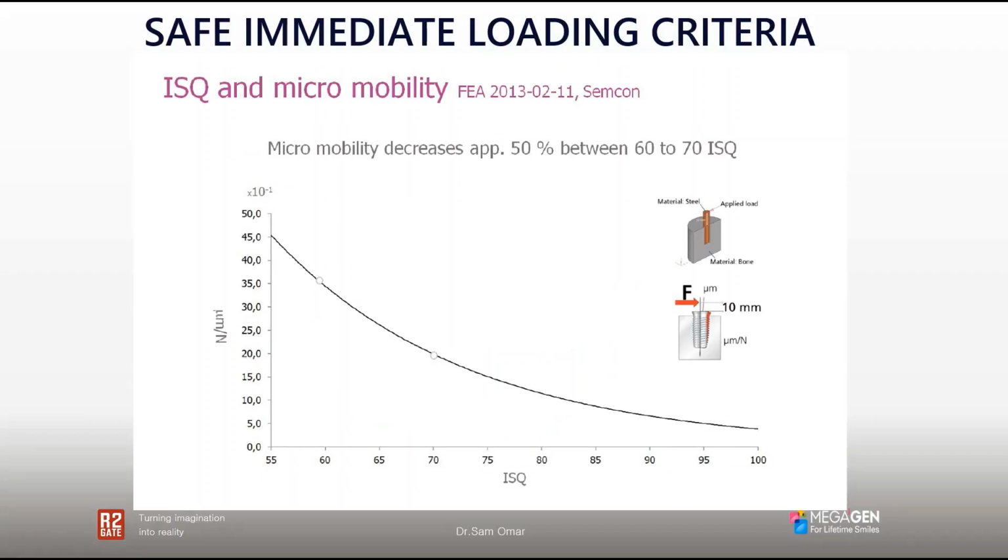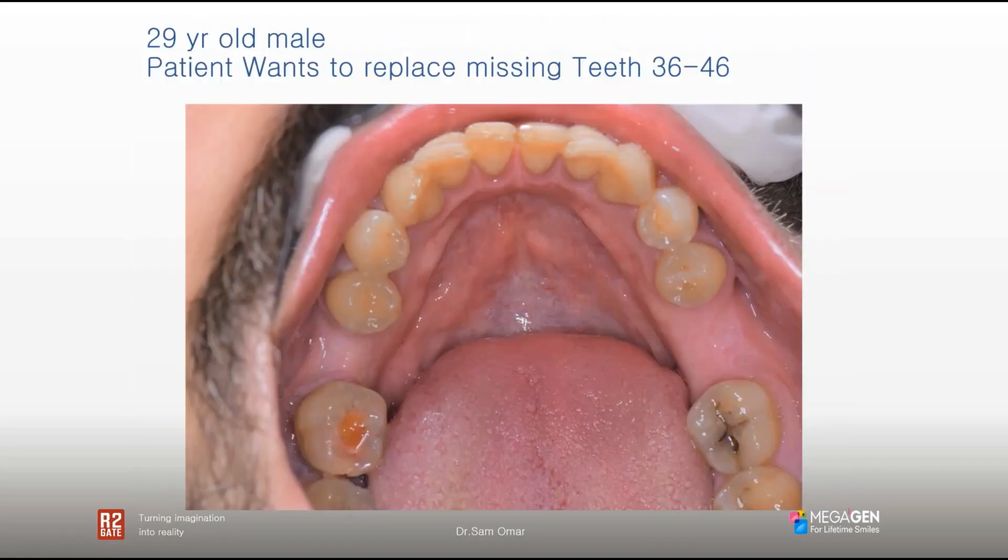And why is that? The reason is that ISQ and micromobility have what we call a nonlinear relationship. Micromobility decreases approximately 50% between 60 and 70 ISQ. This is how much decrease we get in micromobility only from 60 to 70. So it is very important for us to know that we have a nonlinear relationship between ISQ and micromobility.